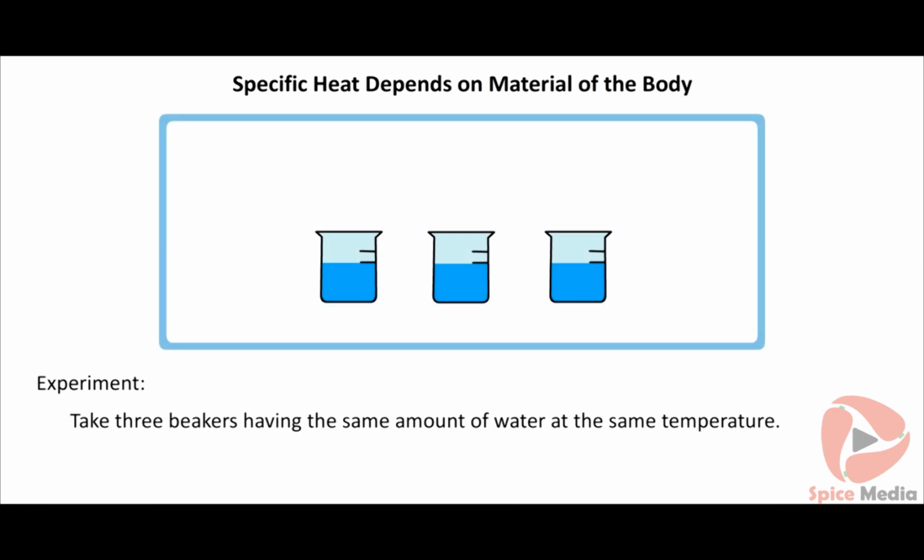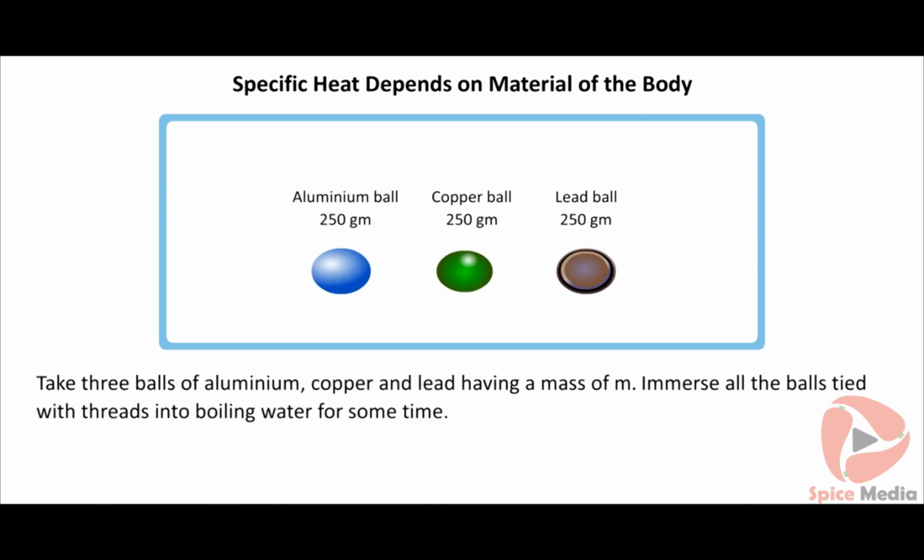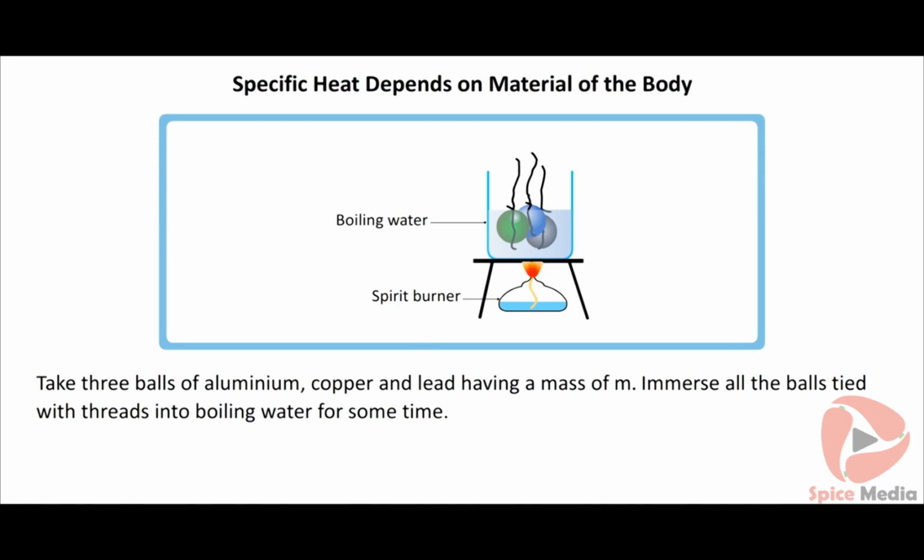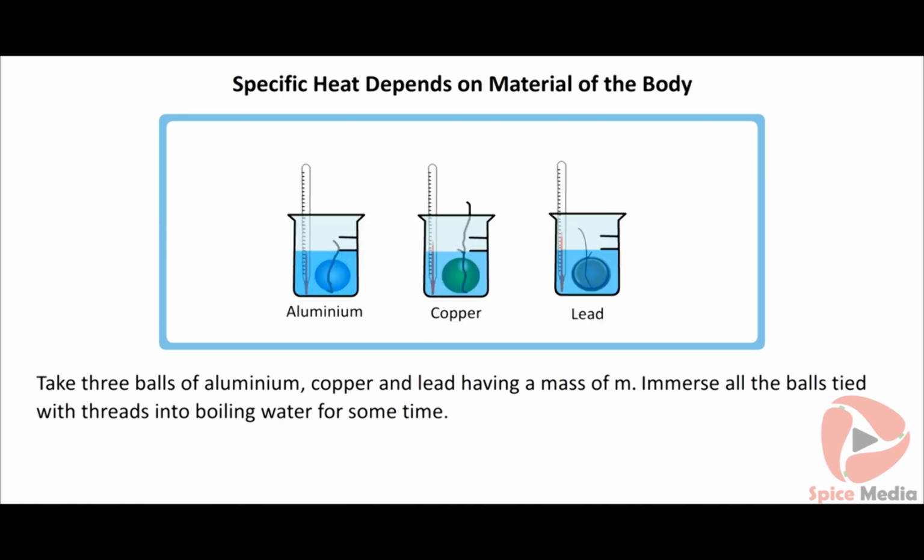Now let us learn more about specific heat of materials. Take 3 beakers filled with the same quantity of water at the same room temperature. Further, take 3 balls made of aluminium, copper and lead with equal mass, say M. Immerse all the balls tied with threads into boiling water for some time. Now, transfer the 3 hot balls quickly, one each into one of the 3 beakers containing water. Stir the water in each of the beakers and observe the maximum temperature attained in each of the beakers.